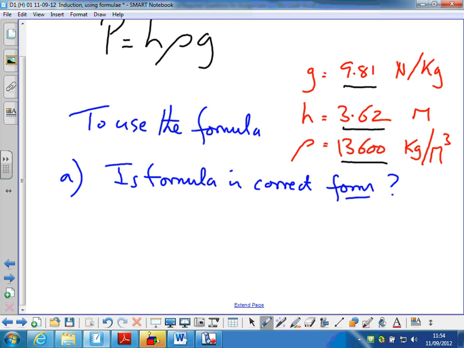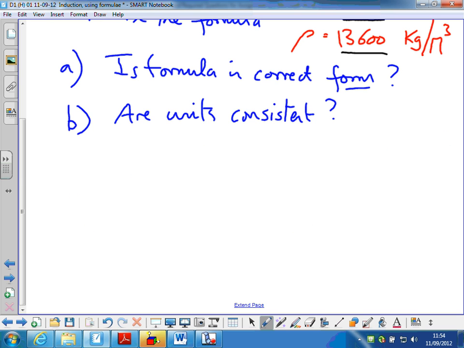And then once we've got the formula in the correct form, are the units consistent? And we've talked about that. And then when we've done that, we put in the values.